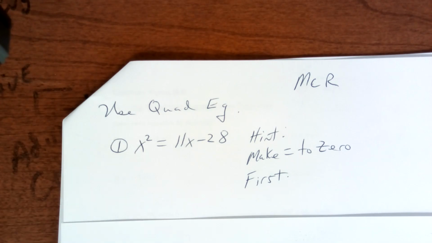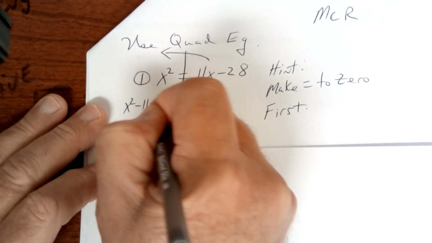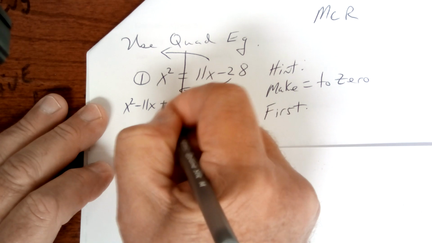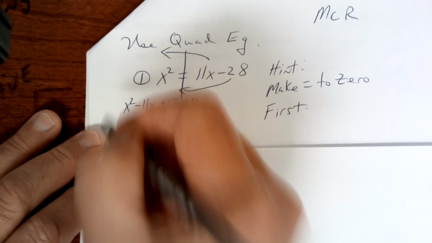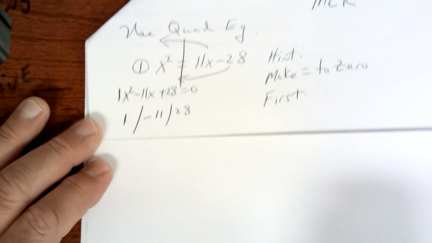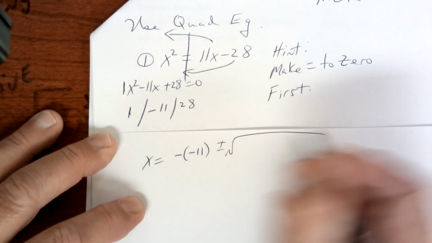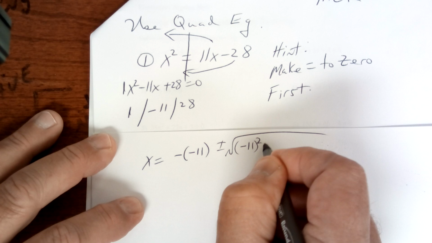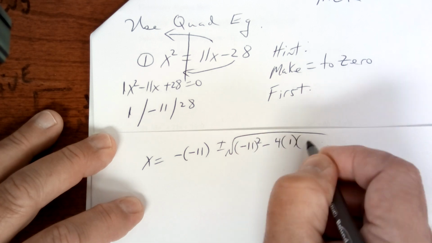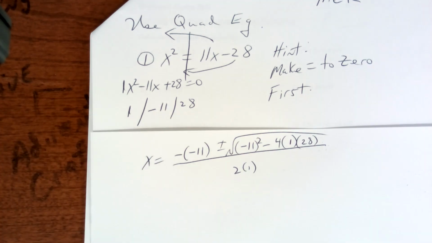MCR, you're going to do the quadratic equation. Again, worksheet. But what you got to do is get it equal to 0. So draw a line, move this to the other side. So you get x squared minus 11x. Move this to the other side, you get plus 28 equals 0. So A is 1, -11, and 28 is C. So it's x equals -b plus or minus the square root of b squared minus 4 times a times c, all divided by 2 times a. There it is right there. And that's what you need to do.